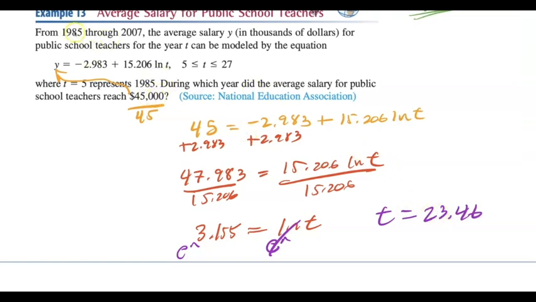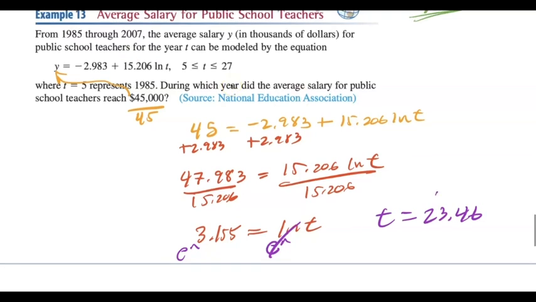If we're going from 1980, it says which year. This is about 24. 1980 is where we start, so we're going to add 24 to that, and we're going to get 2004. So in the year 2004.